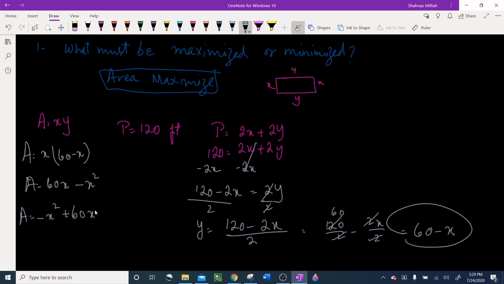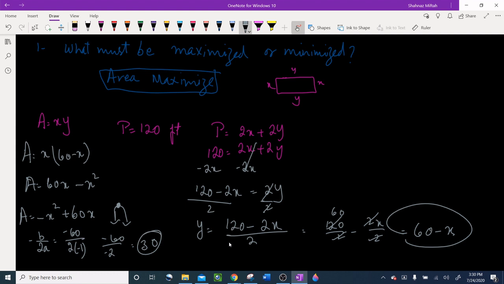Maximize area means I have to look for the maximum. I know the graph is going to be like this, right? So this is my maximum. It's concave down and it's a maximum. So let's find the vertex first. Negative b over 2a, where b is 60, so negative 60, and a is negative 1. So negative 60 over negative 2 is going to give me positive 30.